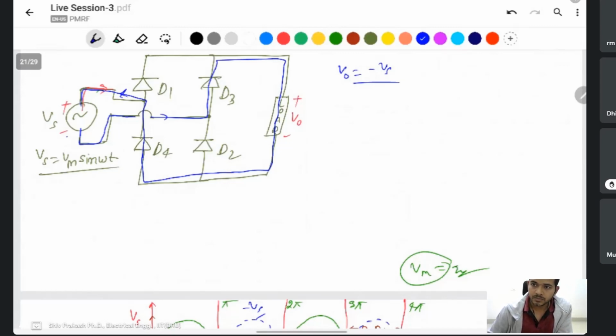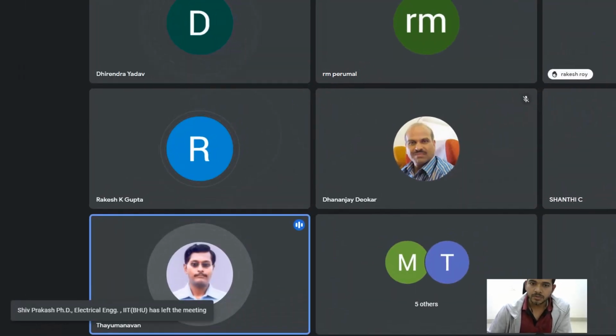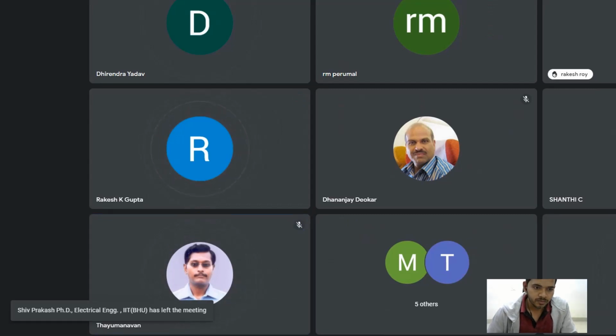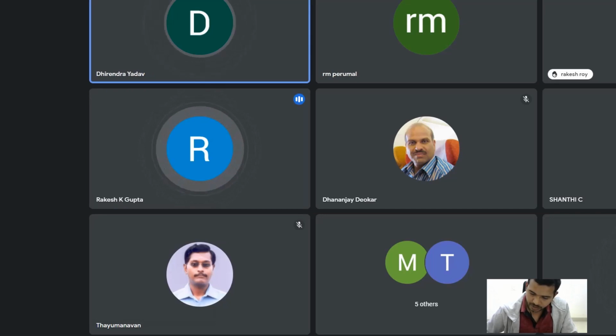Yes, sir. Okay, sir. How to find the peak component? Okay. I think I am disconnected. Wait some time.